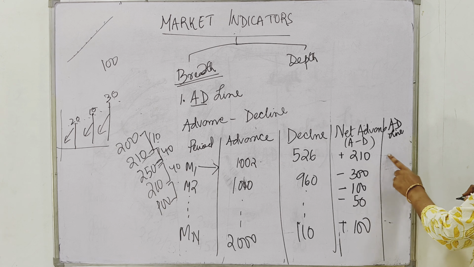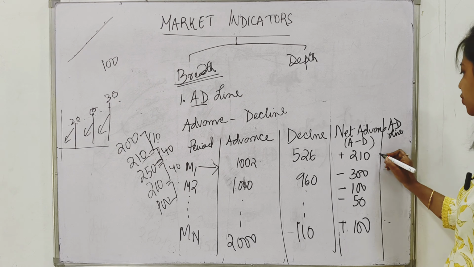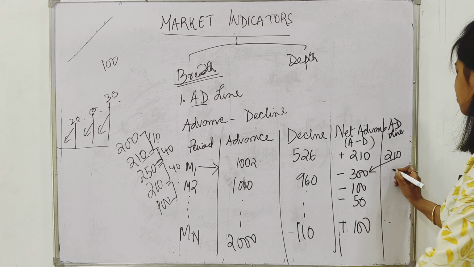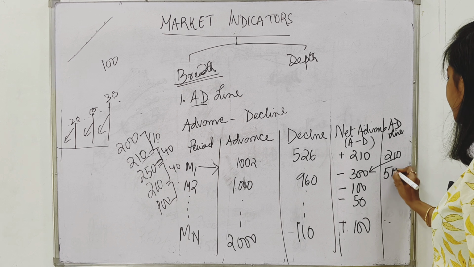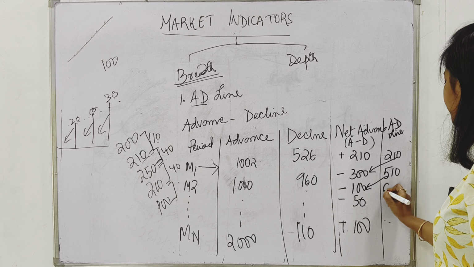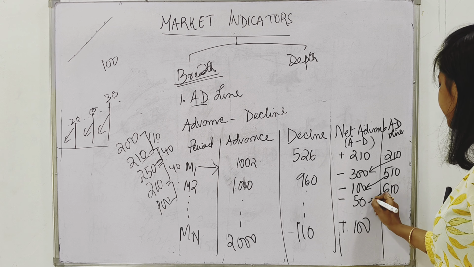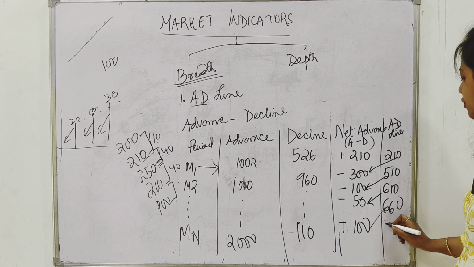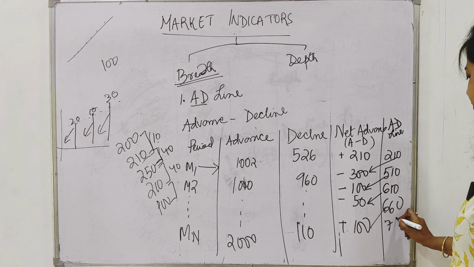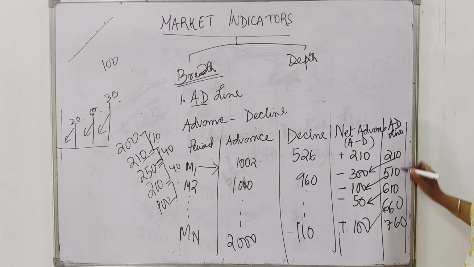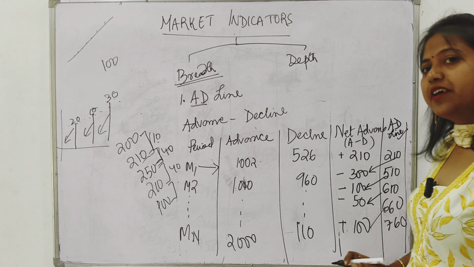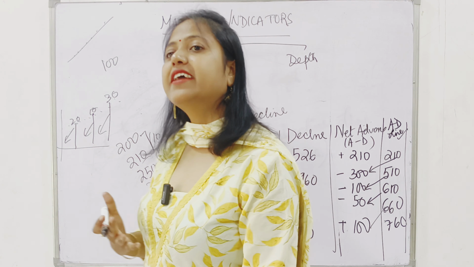So what will I do? I will take the cumulative value. So 210, then 210 plus this becomes 510. 510 plus this becomes 610. 610 plus this becomes 660. This way I take the cumulative values and write them here, and I get what is known as the AD line. This is known as the advance decline line.